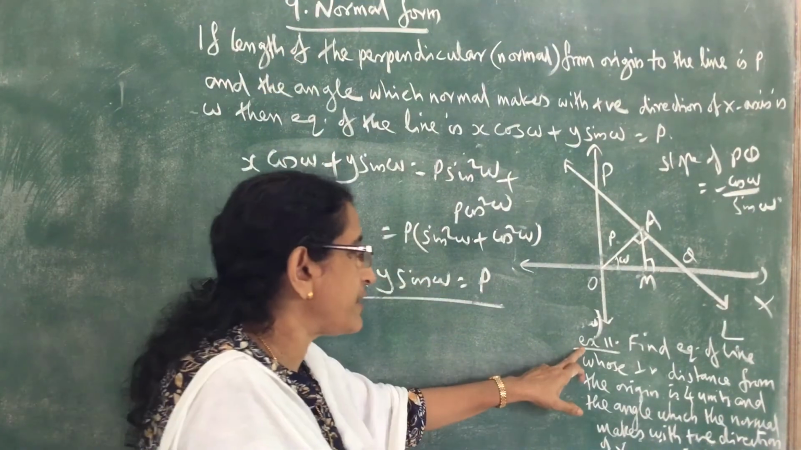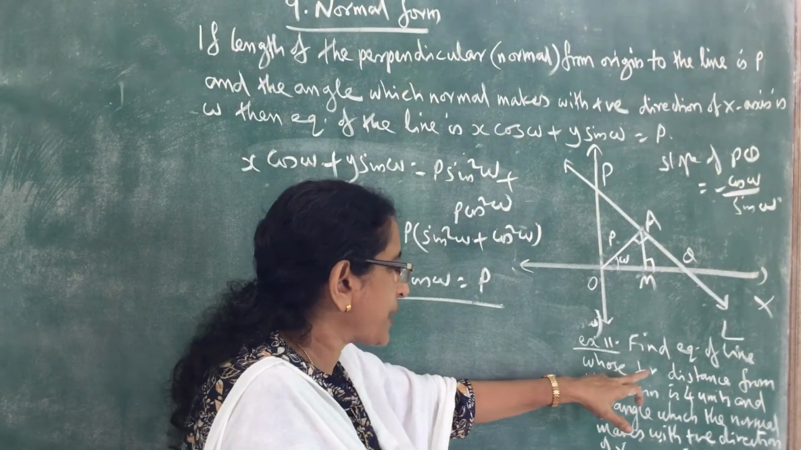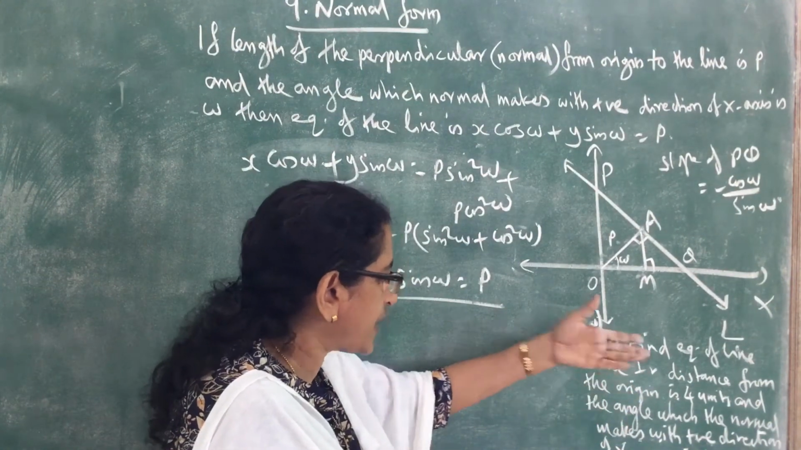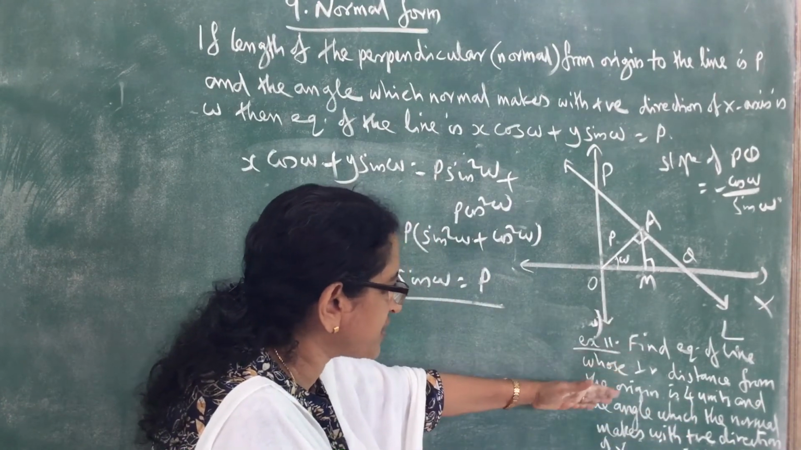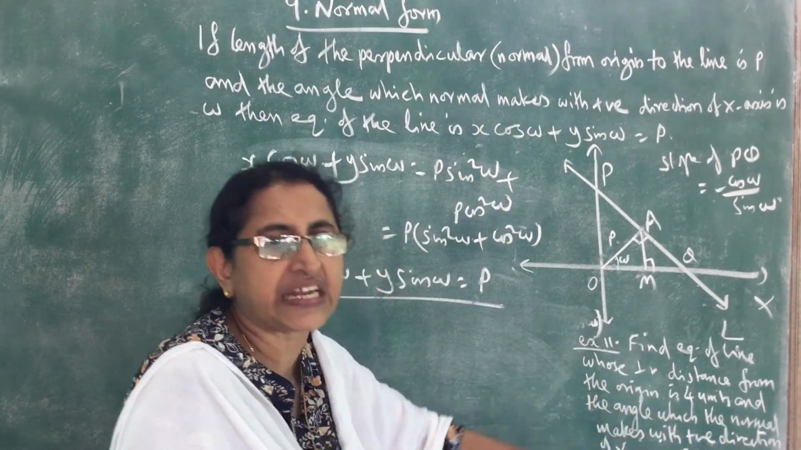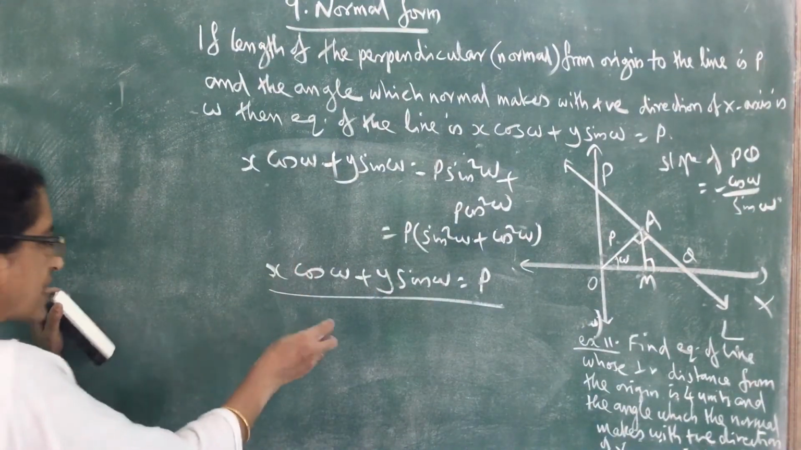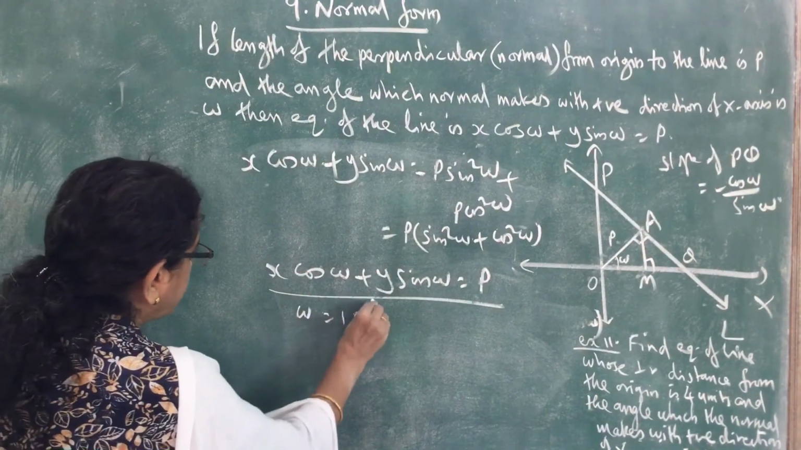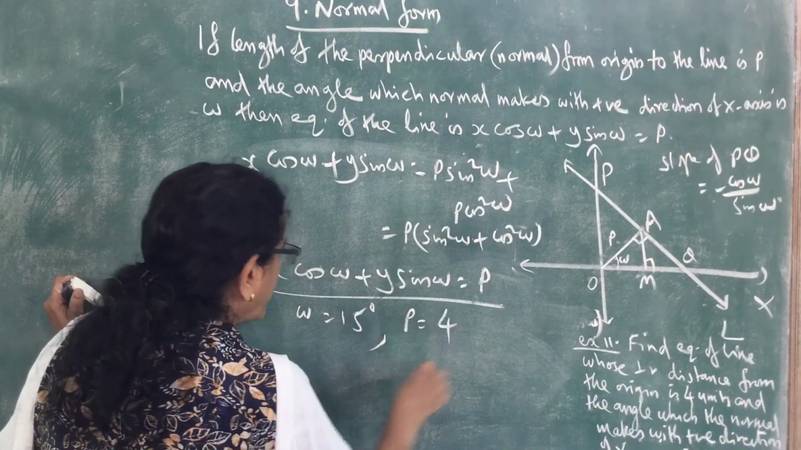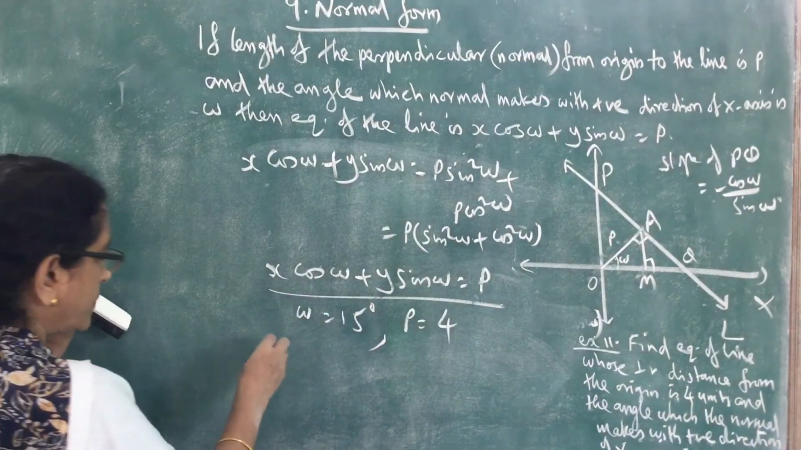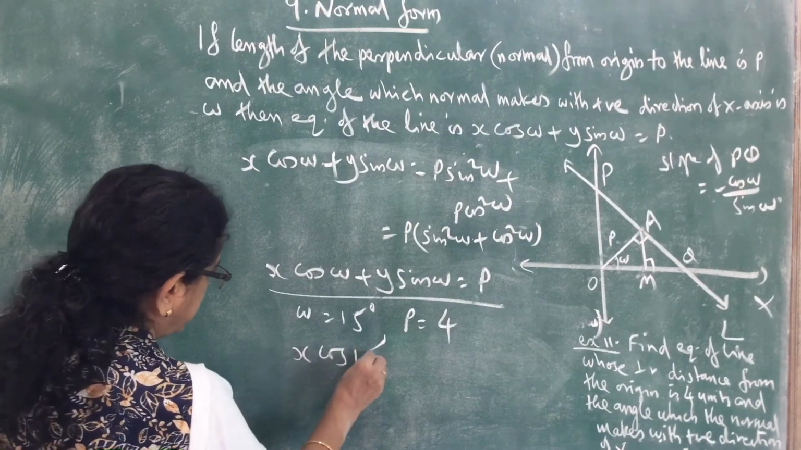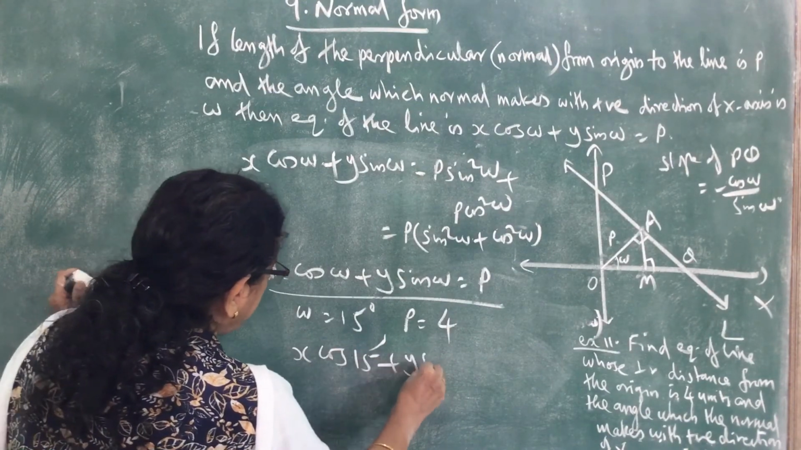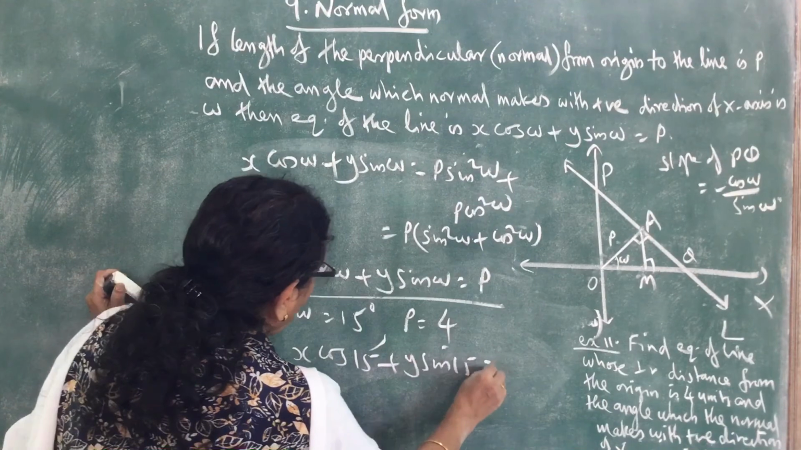Now see example 11. Find the equation of the line whose perpendicular distance from the origin to the line is 4 units and angle which the normal makes with positive direction of x-axis is 15 degree. Here omega and p both are given. Omega equal to 15 degree, p equal to 4 units. Directly substitute. So x cos 15 plus y sin 15 equal to 4 units.